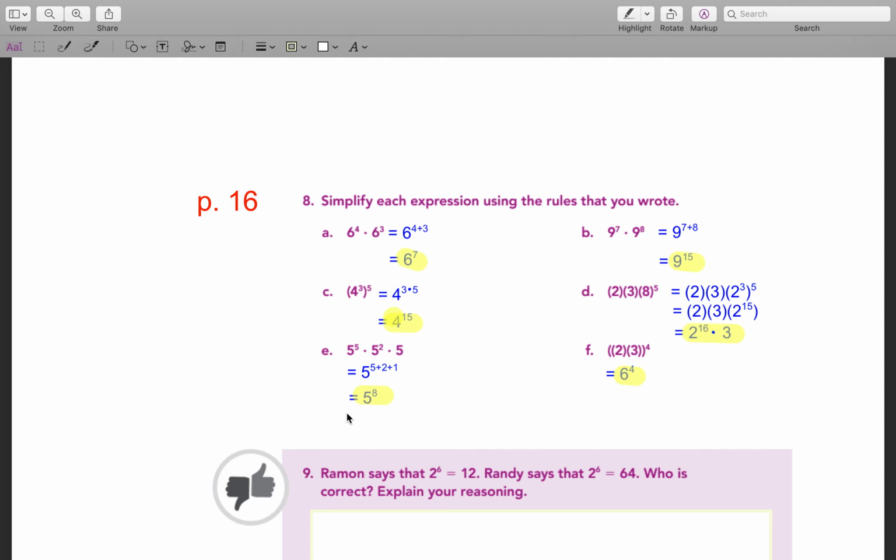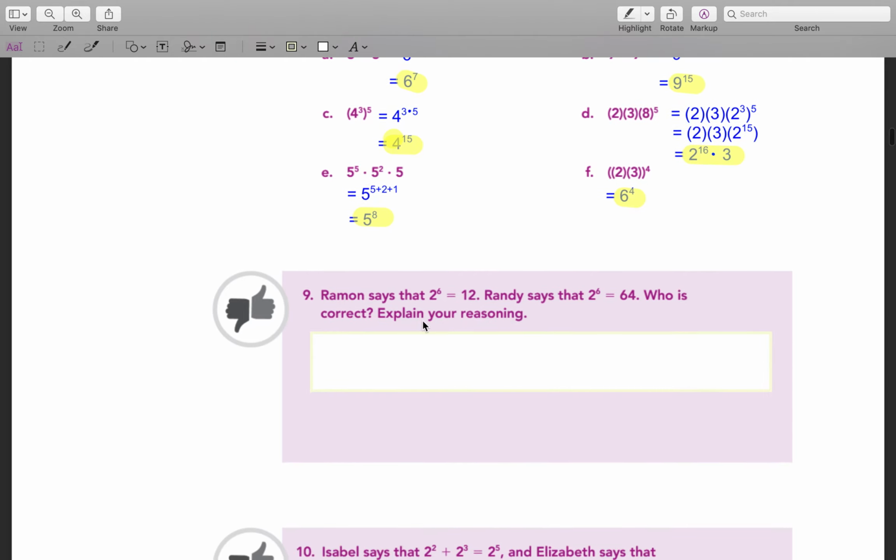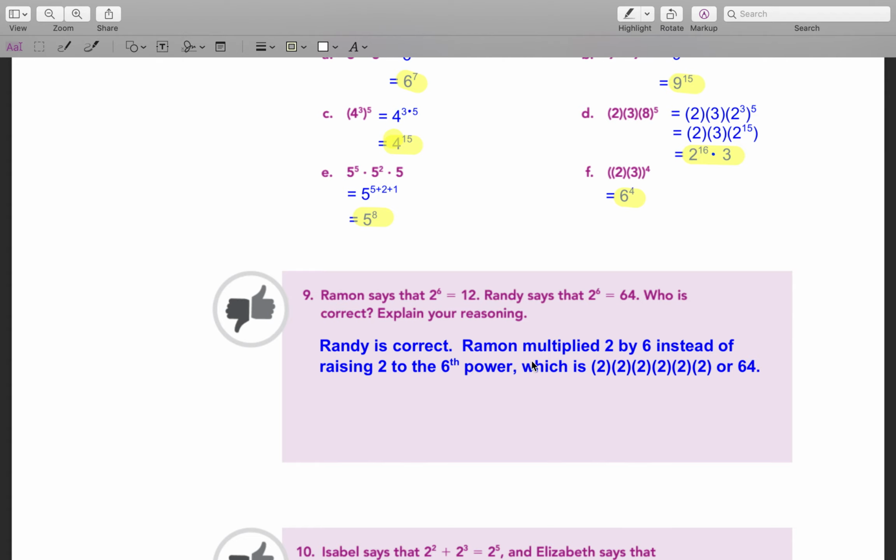And so Raymond says that 2 to the 6th power is equal to 12. Randy says that 2 to the 6th power is equal to 64. Who's correct? So we can say that Randy is correct, right? Because Raymond multiplied 2 by 6, so that's how we got 12, instead of raising 2 to the power of 6. So to solve 2 to the 6th power, we should do 2 times 2 times 2 times 2 times 2, 6 times, so to get 64.